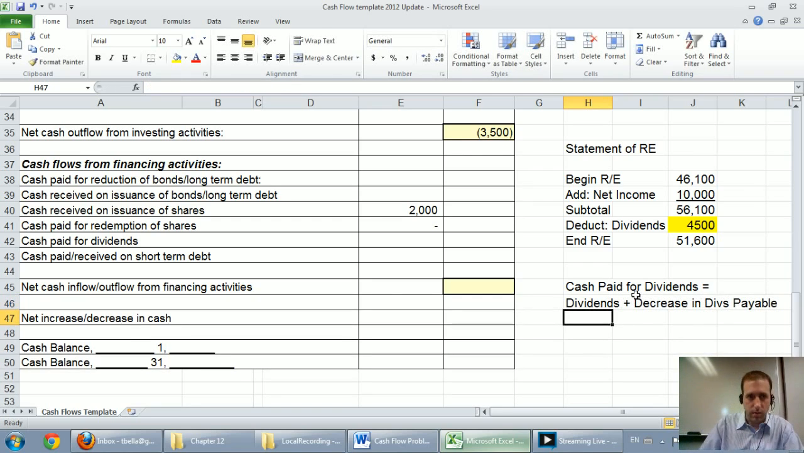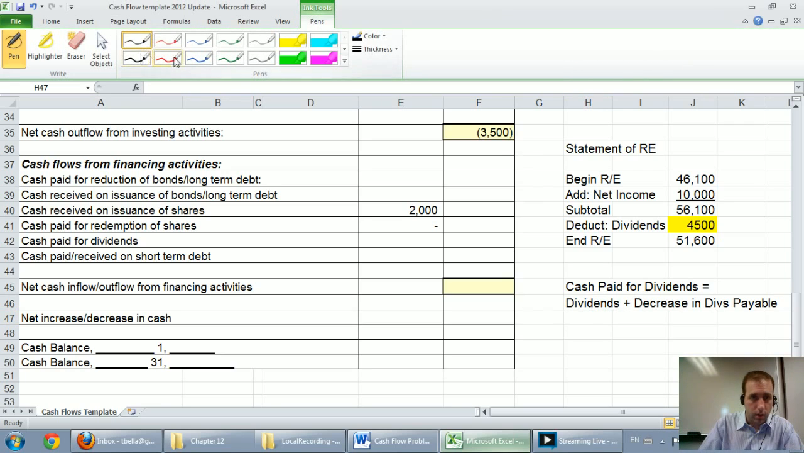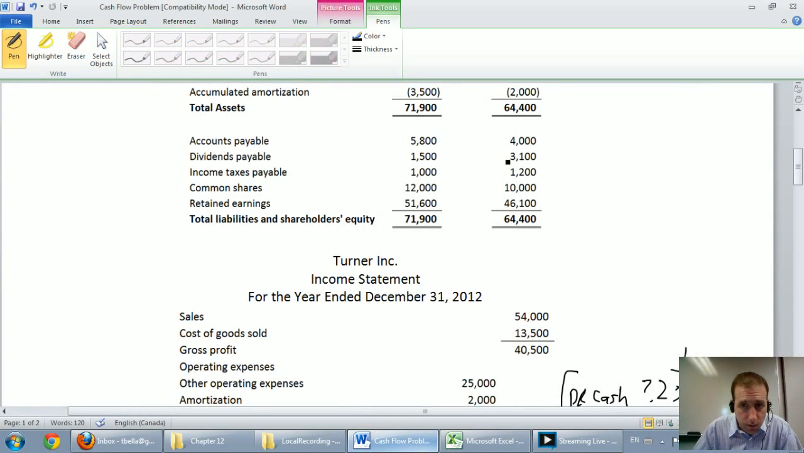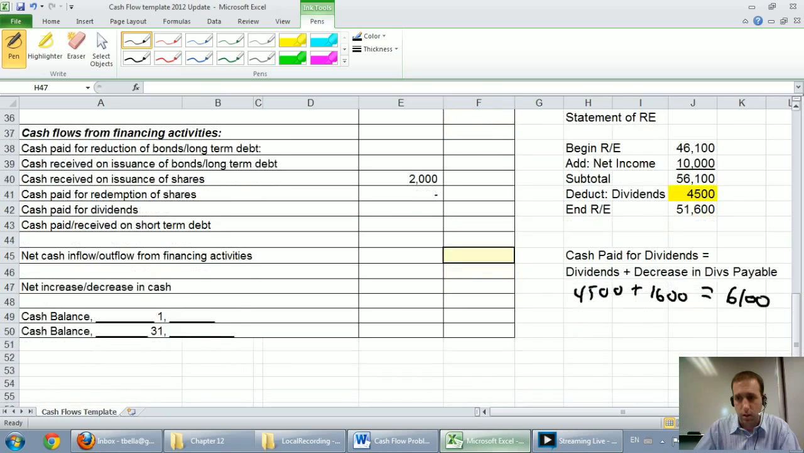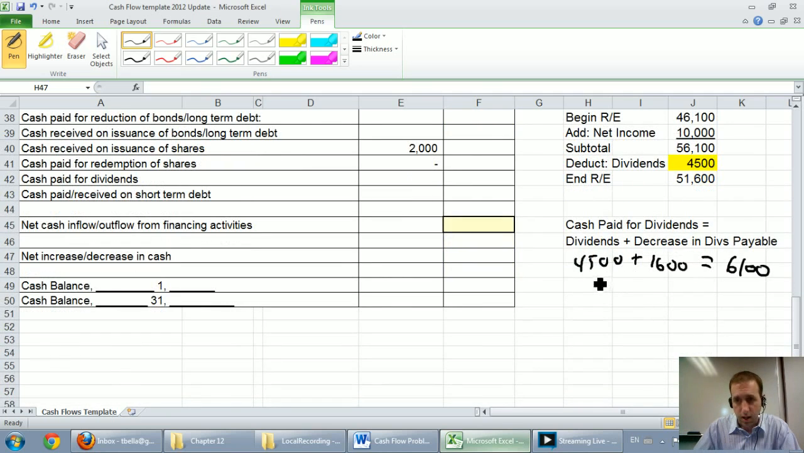So for our company, our dividend amount we just calculated was $4,500. Our dividends payable went from 31 to 15. It went down by $1,600, so there was a decrease of $1,600. That means we paid more than just what we declared this year because we reduced what we owed. So 4,500 plus 1,600 equals 6,100. And sorry if this is not visible. I hope you can see that. 4,500 plus 1,600, that's 6,100, and that's the amount we paid for dividends.